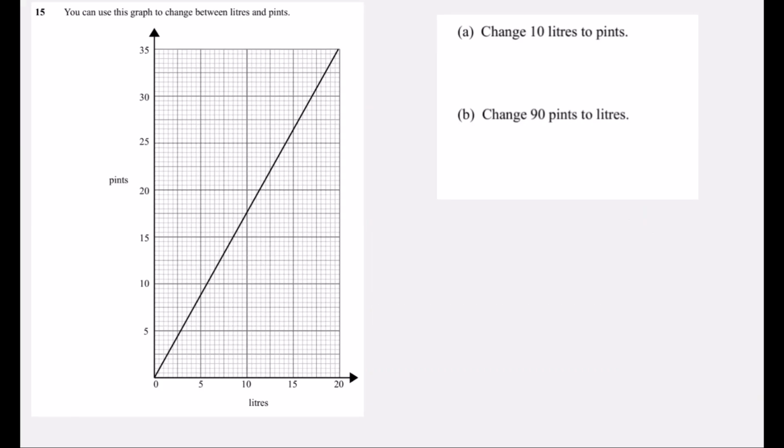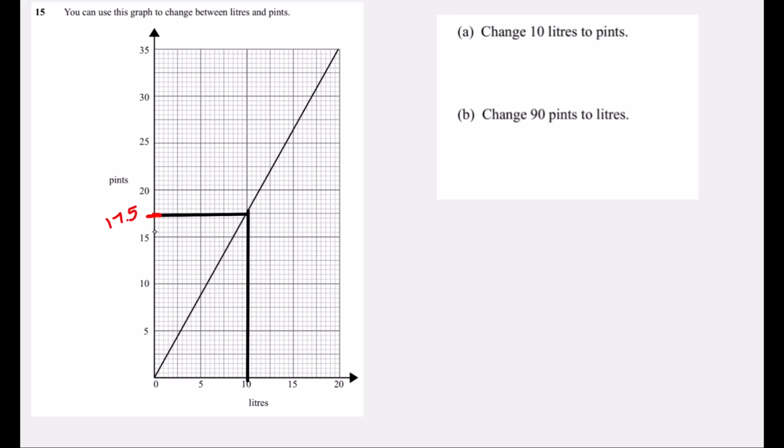Question 15. You can use this graph to change between litres and pints. So it's a conversion graph. Change 10 litres to pints. So we've got 10 litres here. We go up to the line and then along and read off what we have. So it's exactly halfway between 15 and 20. So that's going to be 17.5.